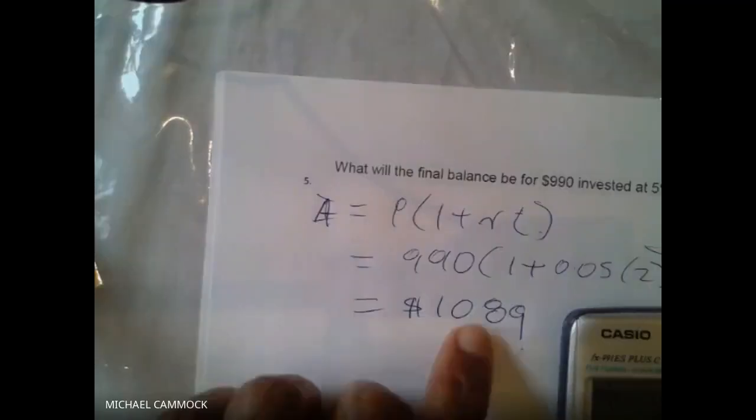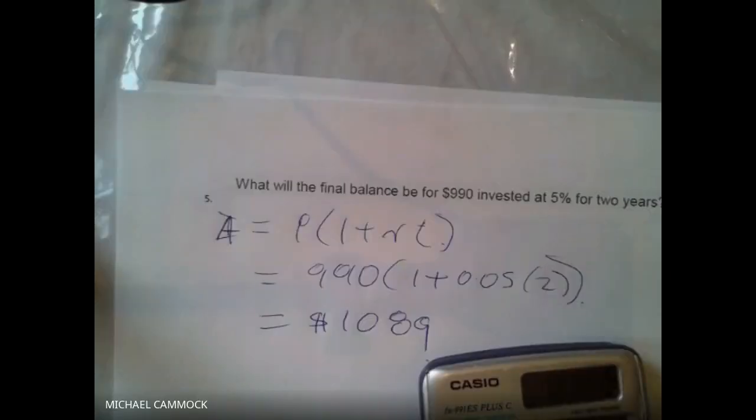Mr. Kemma? Yes, sir. Where'd you get the 2 from? The 2, the question said for 2 years, remember? Oh. For 5% for 2 years. Okay? Okay. All right, so I'm going to go ahead and go back to the, where am I at now? Present again.